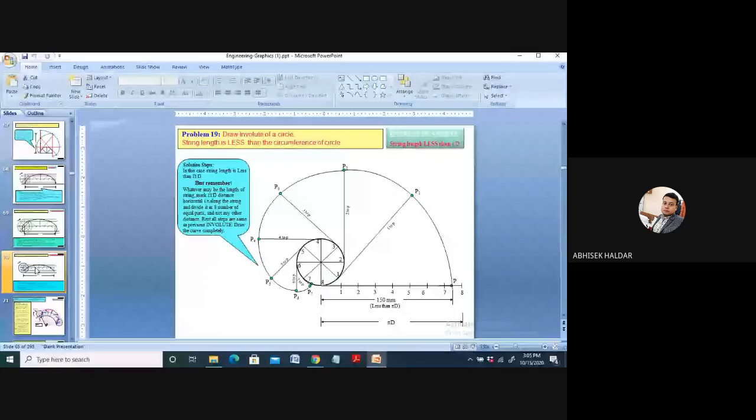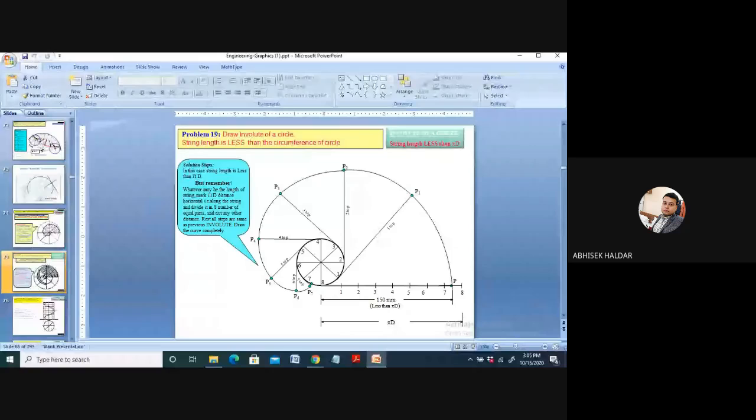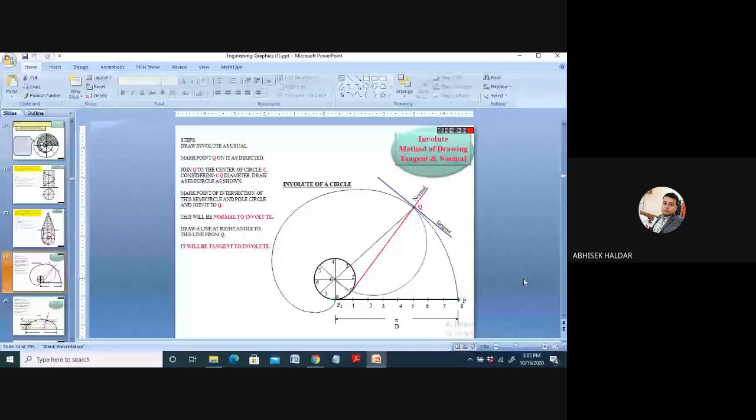Okay, we have about 5 minutes in our hand. So let me show you the tangent and normal. The method of tangent and normal to the involute.